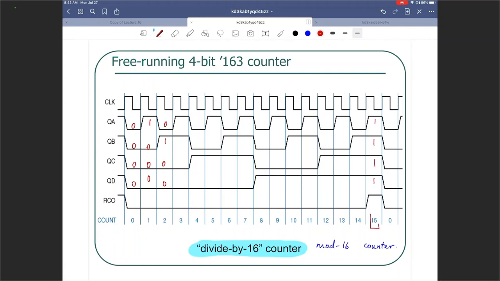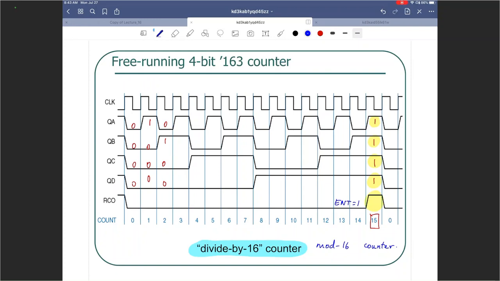which is decimal 15. And if you can see, RCO becomes high only when the count is 1, 1, 1, 1 and ENT is 1. So that is an assumption that is being made here and not explicitly shown, that ENT equals 1 here. That's an assumption that we are not explicitly showing, so I just want to write that out. And then it will go back to 0.